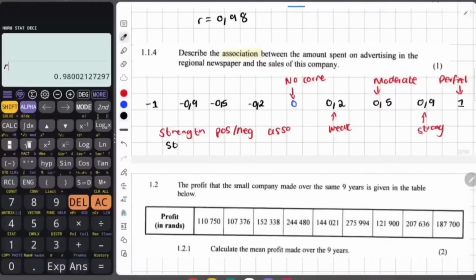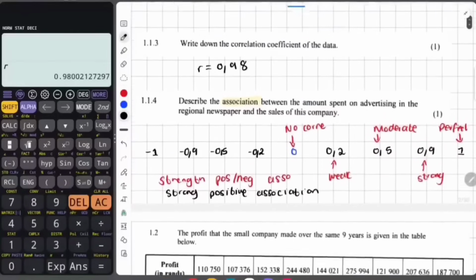It is a strong, and remember the number is not negative, it's positive. So it's a strong positive association. Even if you said strong positive relationship or strong positive correlation, it's still going to be fine because it's really just speaking about the relationship between the two values. Okay, so that is exactly the X and Y values.